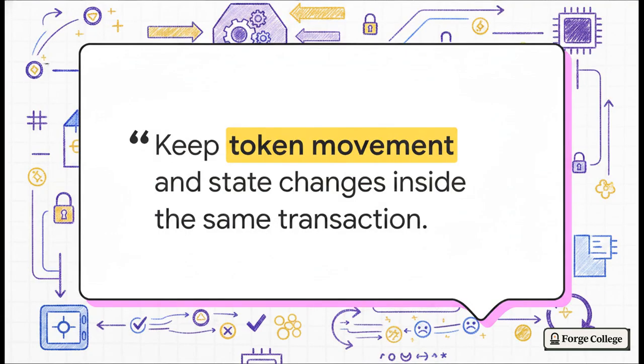Listen, if you remember absolutely nothing else from today, burn this quote into your brain. Keep token movement and state changes inside the exact same transaction whenever feasible. This is the absolute golden rule of CPI design. When you bundle the token transfer and the ledger update together, you guarantee that beautiful atomicity we talked about. No stuck funds, no lingering permissions. The whole shebang either succeeds entirely or it cleanly rolls back.